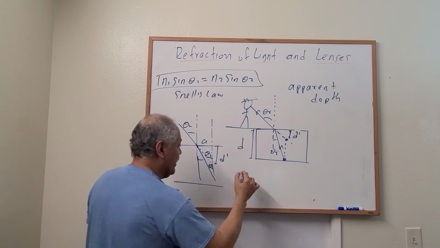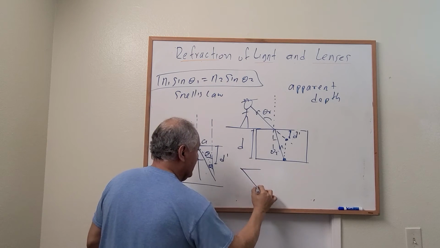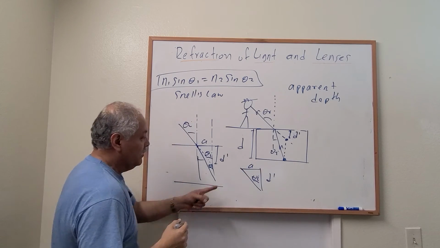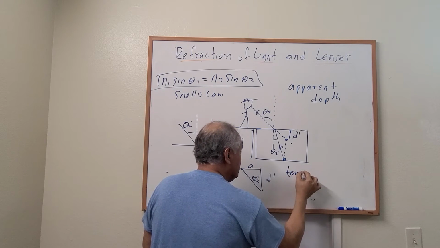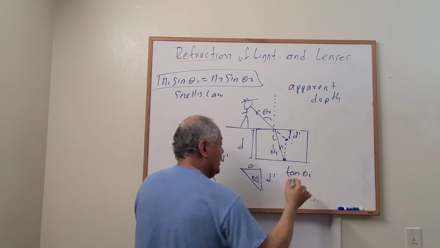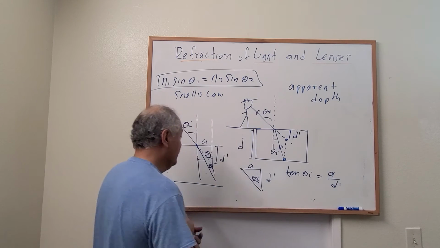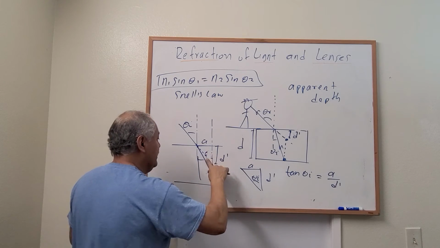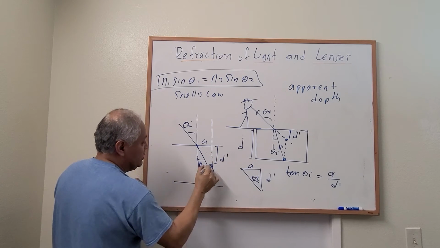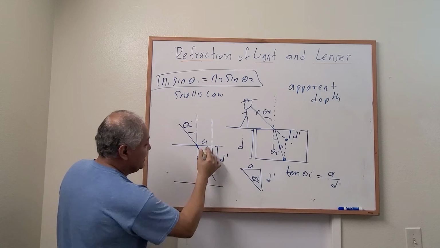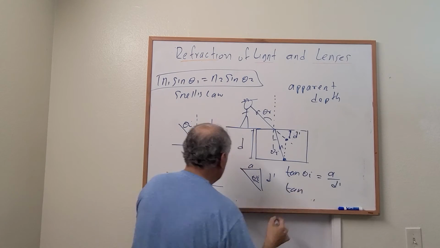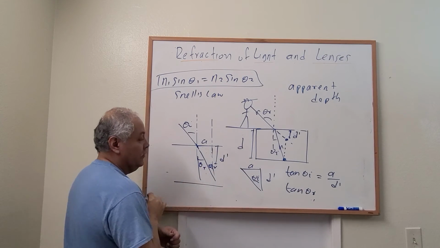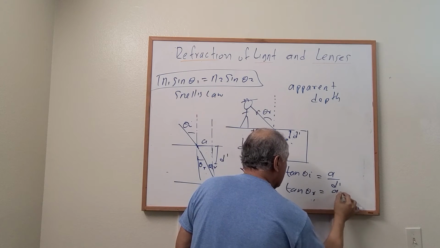Now let's find tangent. Look, we have two triangles. We have this triangle right here. This is D prime, and this is theta incident. This is A. From this triangle, we have tangent theta incident equals A over D prime. Now we have another triangle, the largest one. These two angles are the same, and the same thing here: tangent theta refracted, and this is theta refracted right here, equals A over D.